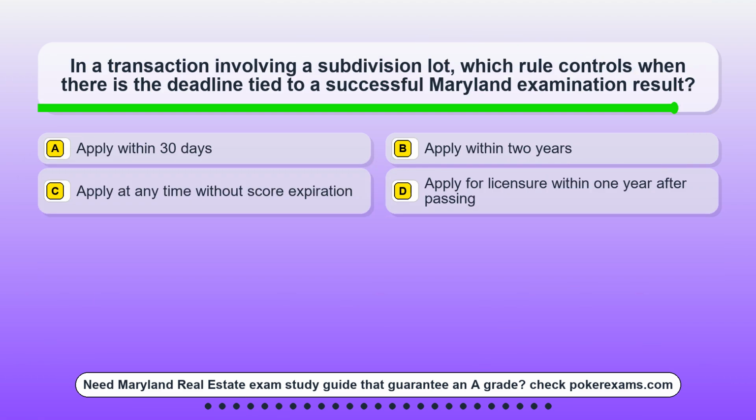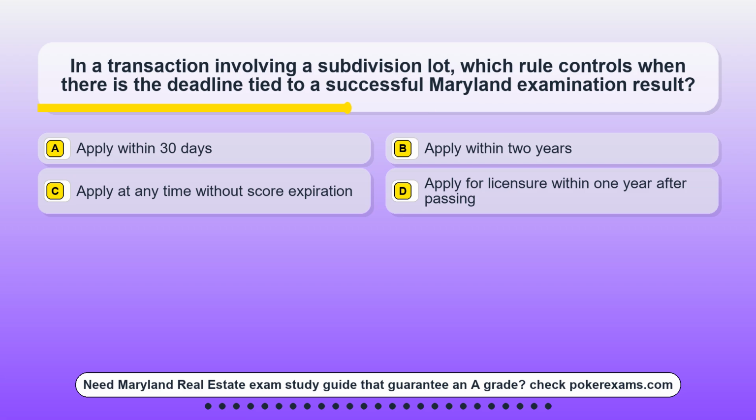Question 7. In a transaction involving a subdivision lot, which rule controls when there is a deadline tied to a successful Maryland examination result? Option A, apply within 30 days. Option B, apply within 2 years. Option C, apply at any time without score expiration. Option D, apply for licensure within 1 year after passing.